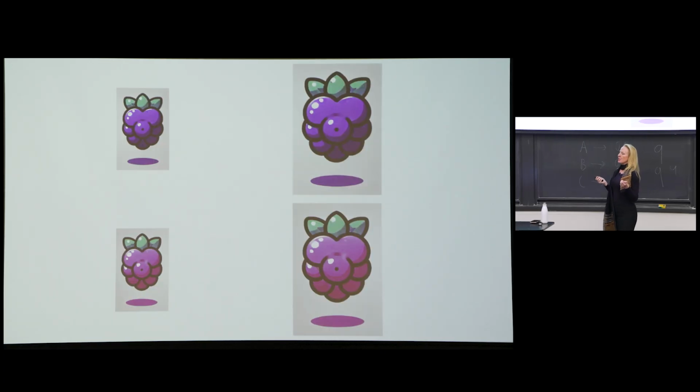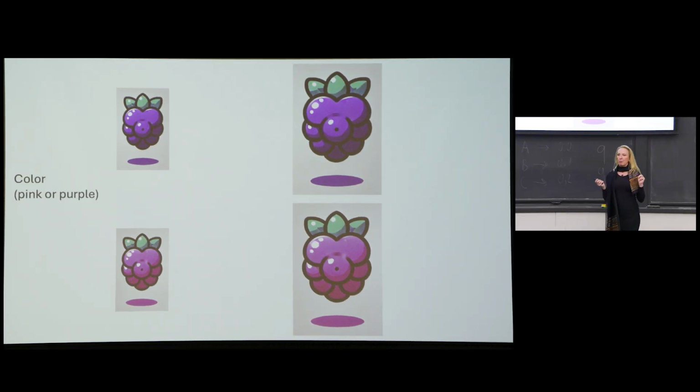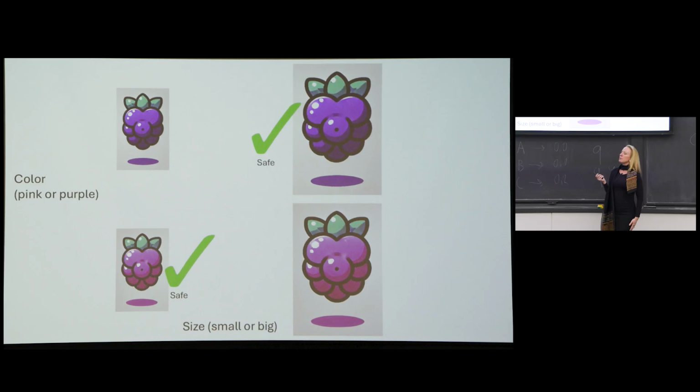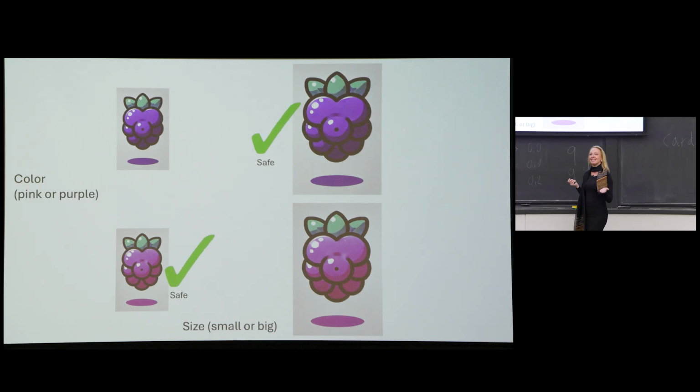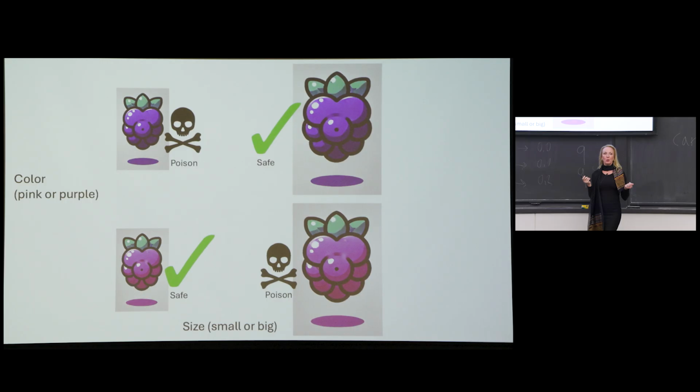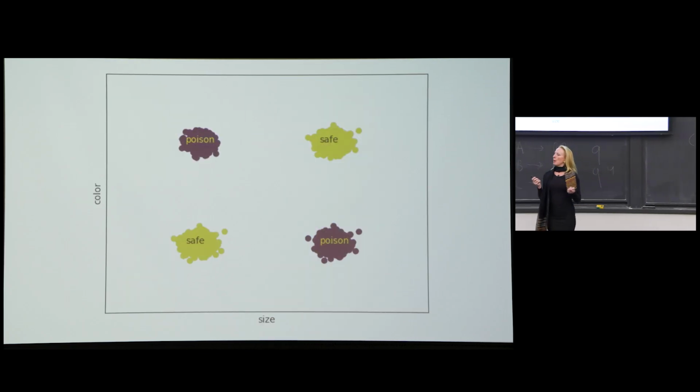Okay, so let's take a really simple example. Suppose there are 4 kinds of berries in my environment. The berries can be either pink or purple, and they can be either big or small. And here's what I'm going to tell you about the berries. If you are small and pink or big and purple, then you are safe to eat and, in fact, delicious. However, if you are small and purple or big and pink, you are poisonous. Uh-oh. I would really like my model to be able to detect which berries are safe and which are poisonous.